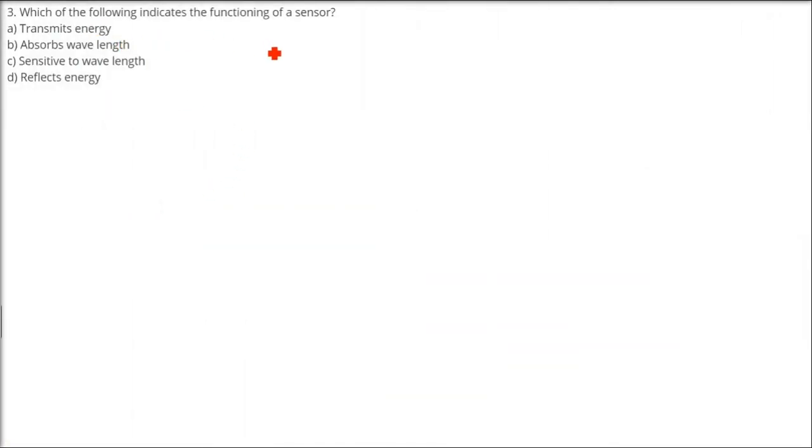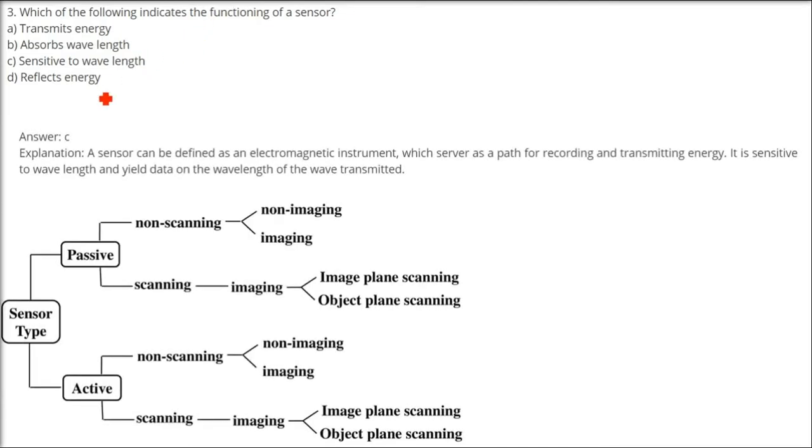Which of the following indicates the functioning of a sensor? A sensor, in simple words, is an instrument which senses something. So the answer here is sensitive to wavelength. A sensor is sensitive to certain wavelengths. As I said, it is sensing certain wavelengths, that is, it is not able to sense other wavelengths. It can sense a certain part of the electromagnetic spectrum.